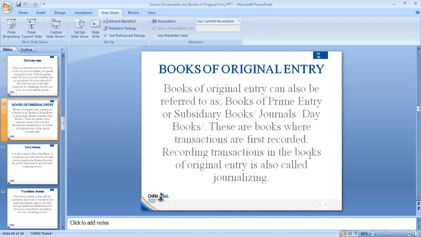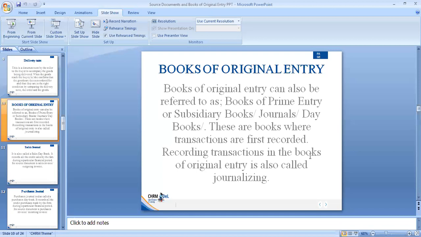And these are simply the documents or statements where transactions are first entered. The transactions are first entered in the books of original entry before they are transferred to the ledgers. So the books of original entry are books where transactions are originally entered before they are transferred to the ledgers. From the ledgers, we get the other statements that we shall use in preparing the final statement of a business.